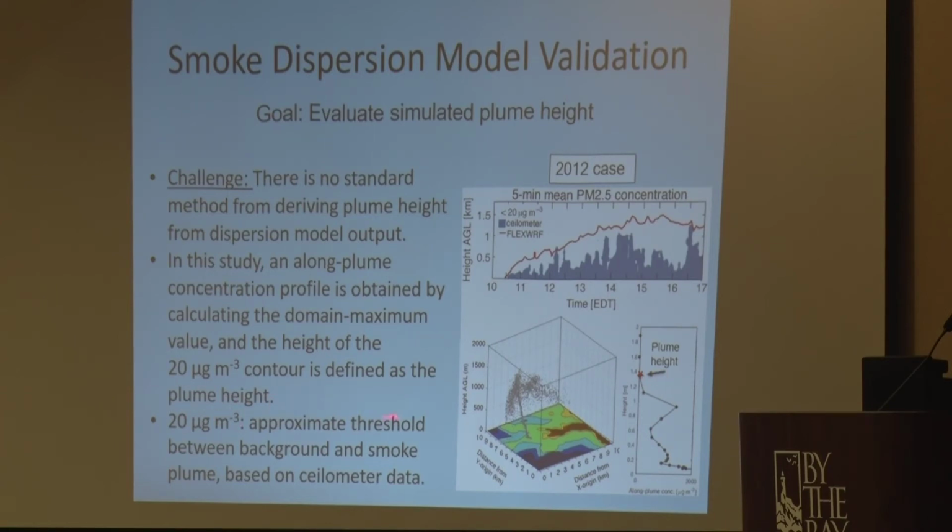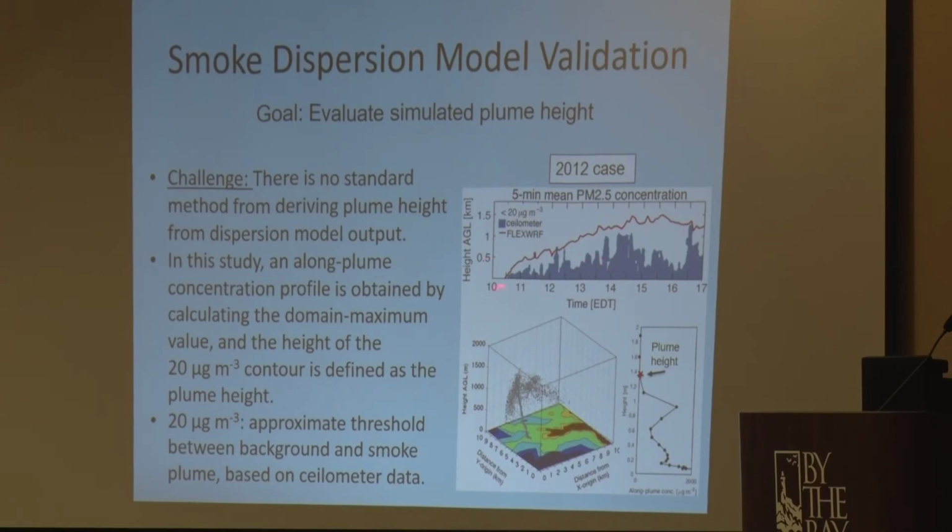And that threshold was actually based on a very close examination of the ceilometer data. So we're able to say that anything smaller than 20 micrograms per cubic meter is just background, because there's particulate matter even, obviously, without the fire. So anything greater than 20 is basically within the plume.